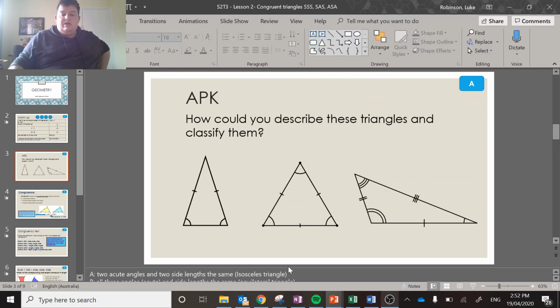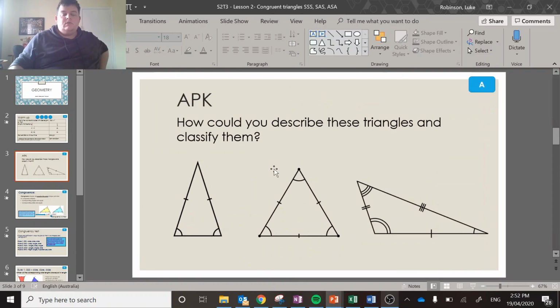Alright, so here, what I want you to do is pause the video and see in a minute if you could write a description of this triangle to somebody who couldn't see it. Do you reckon they'd be able to figure out roughly what this triangle looks like? So pause the video for a minute, quickly describe each triangle, and see if you think you can describe them accurately. So pause it now.